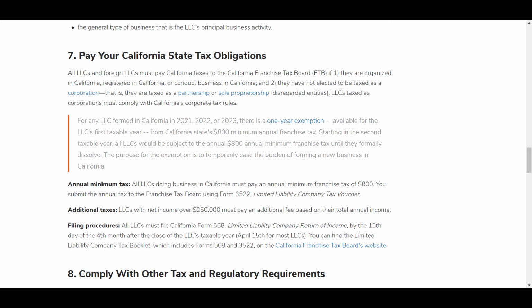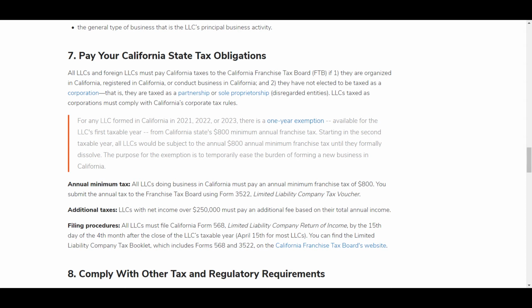So for the annual minimum tax, all LLCs doing business in California must pay an annual minimum franchise tax of $800. You submit the annual tax to the Franchise Tax Board using Form 3522, Limited Liability Company Tax Voucher. For additional taxes, LLCs with net income over $250,000 must pay an additional fee based on the total annual income.